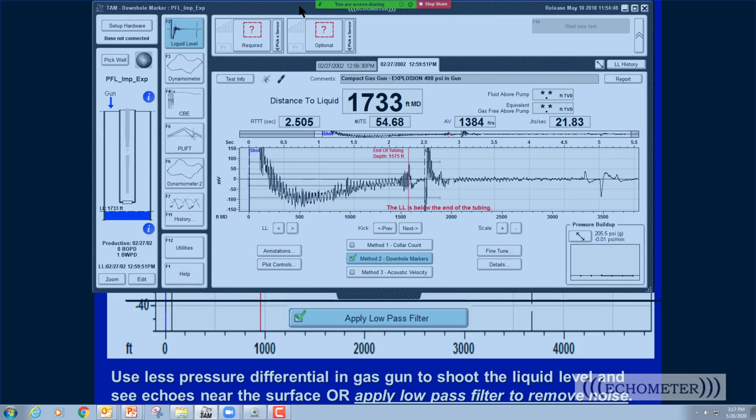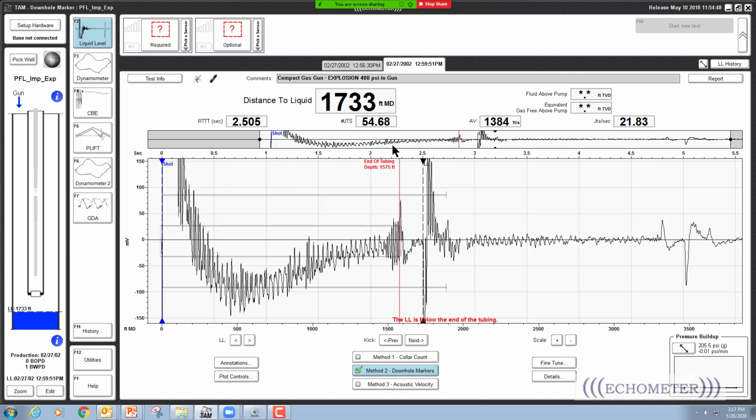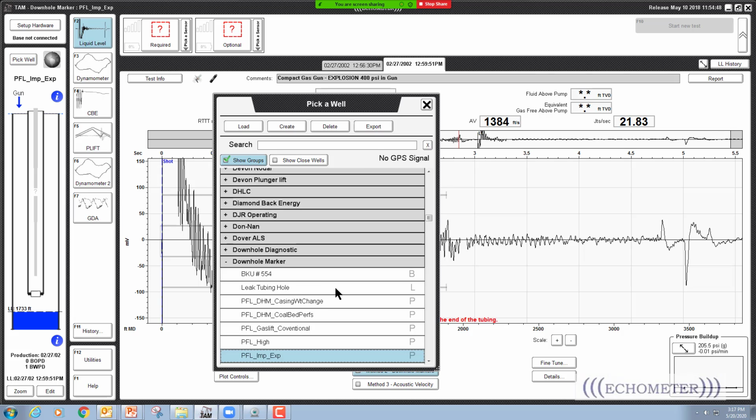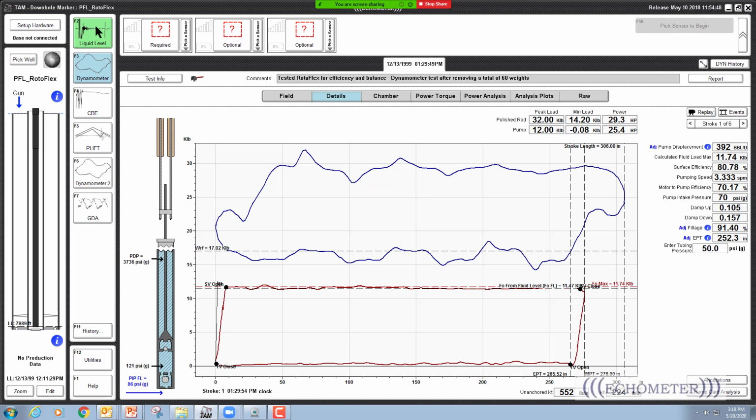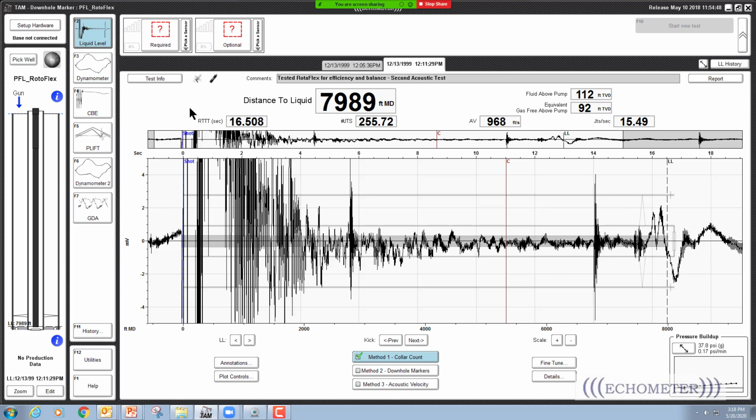So here's the TAM software on the screen. And if I were to go into a fluid level shot, let's get an example. This is an example that we talked about. It was a Rotoflex example. Okay, and here's our fluid level shot. And this is a rod pumped well. It has a tubing anchor in the well, and it counted collars down to here. Okay, so there's our collar count.